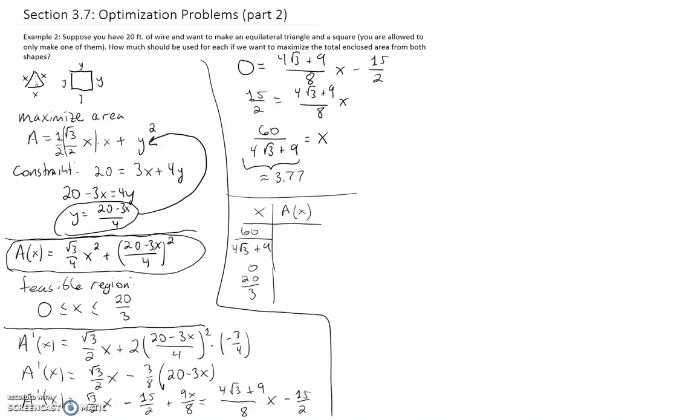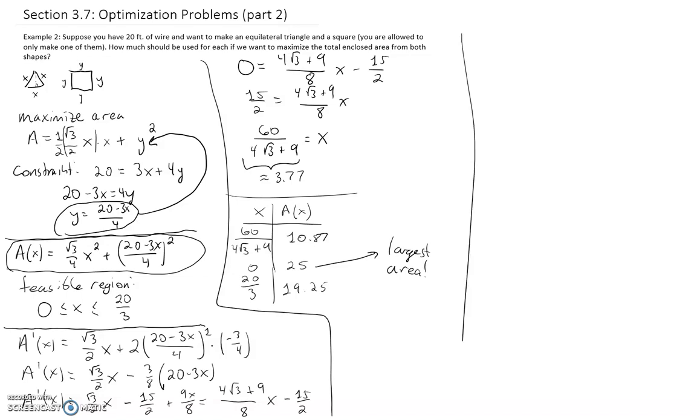If we plug in this, I suggest just using a calculator, and what you would get is about 10.7 or 10.87. We plug in 0 into this, we get an area of 25. And if we plug in 20 divided by 3, we get 19.25. So we see this is our largest area.